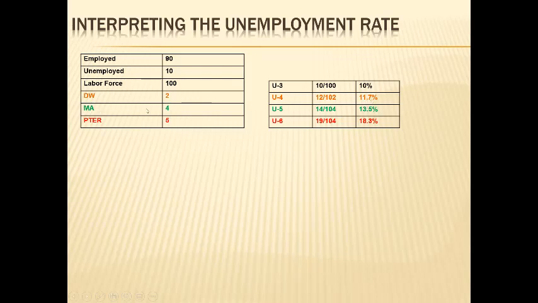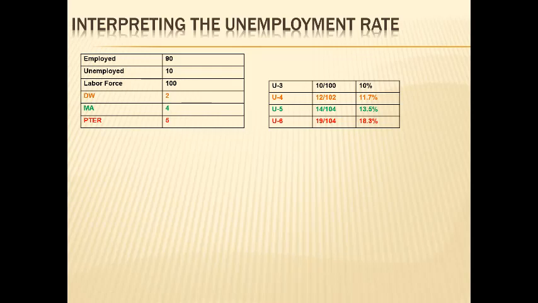Add in the marginally attached, and notice how this is all color coordinated so you can follow along. U5, we add the 4 marginally attached, we've got 14, and add them to the labor force as well, so we've got 104. 13.5%, and then finally the U6. Now we're adding the marginally attached and the PTER people to the numerator, so they are counted as unemployed, but the labor force stays at 104, just adding the MAs. Why? Because PTER people are technically working, so they are in the labor force. They're just underemployed. So that's 104. So we got an unemployment rate now of 18.3. Broader unemployment rate, of course, is going to be higher than the narrow unemployment rate.